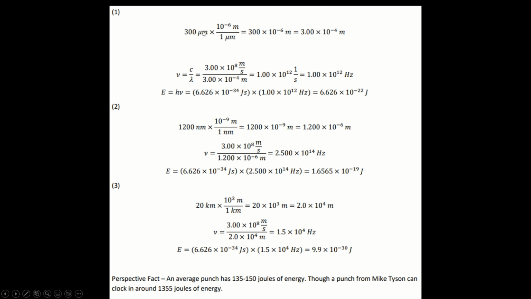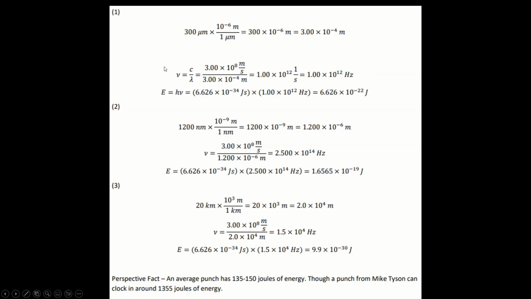So 300 micrometers times 10 to the minus 6 meters per micrometer gives us 300 times 10 to the minus 6 meters. Or if your calculator puts things in scientific notation, then that would be 3 times 10 to the minus 4 meters. Moving the decimal over twice to shrink the value, we make the exponent more positive by 2. So 1, 2, increase that by 2, 10 to the minus 4.